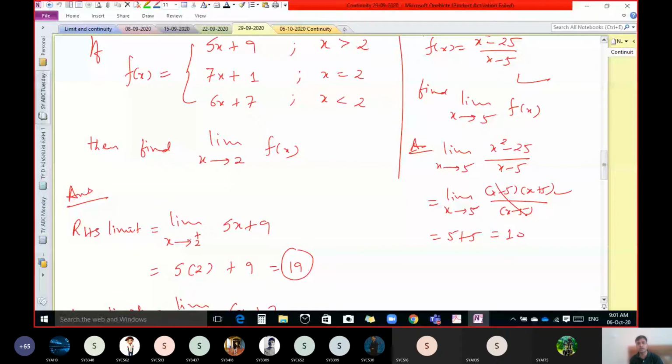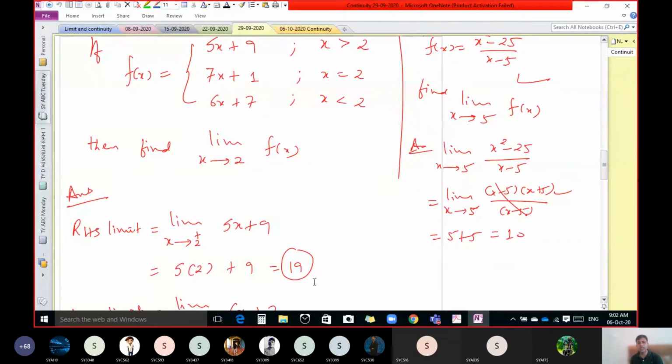So here you have to write 5x plus 9, and then you have to put the value of x as 2. Actually we have to put x equal to 2.00000001, and if we simplify, our answer becomes 19.0000, that is, you can say 19.